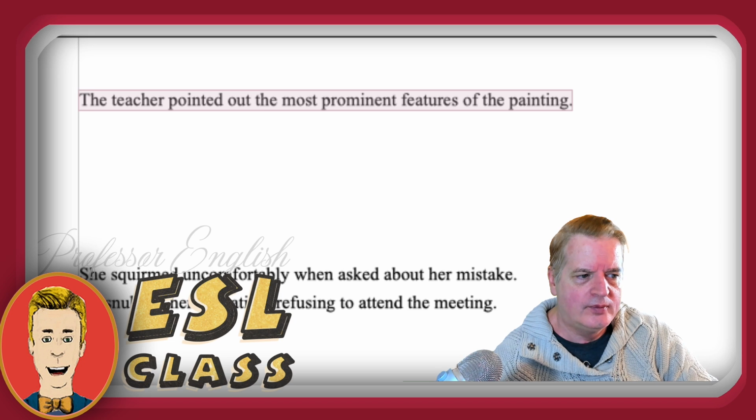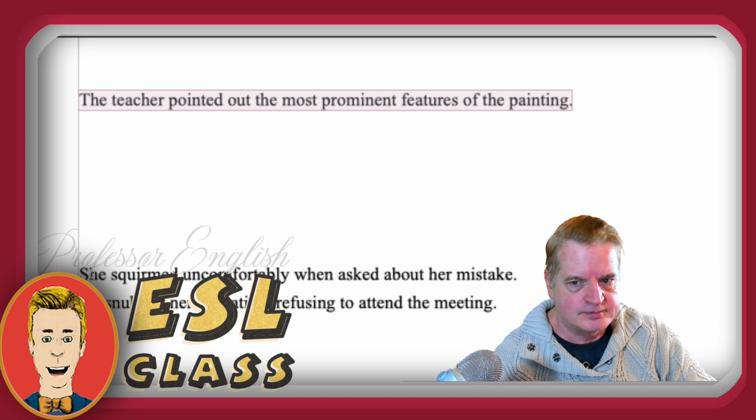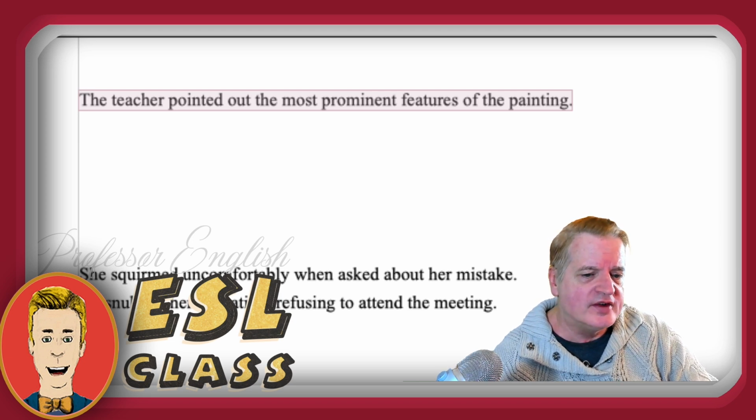Okay, so: the teacher pointed out the most prominent features of the painting. What does that mean to you? How do you interpret that sentence? So the teacher pointed out the major feature of the painting. Okay, like the most noticeable things, the things easy to notice. What does that phrasal verb point out mean, since we have a phrasal verb here?